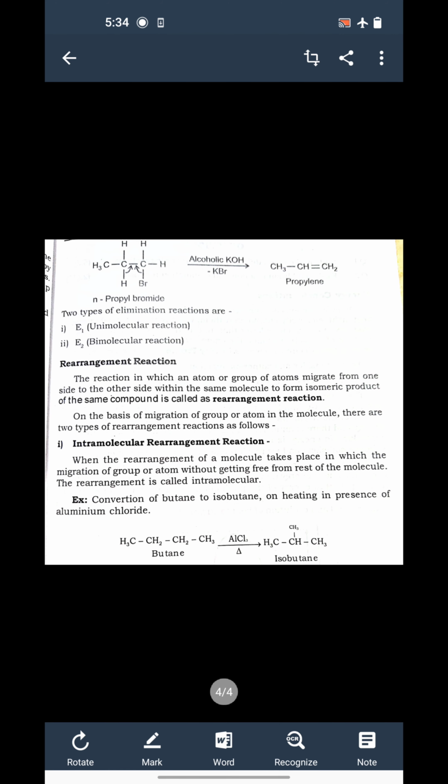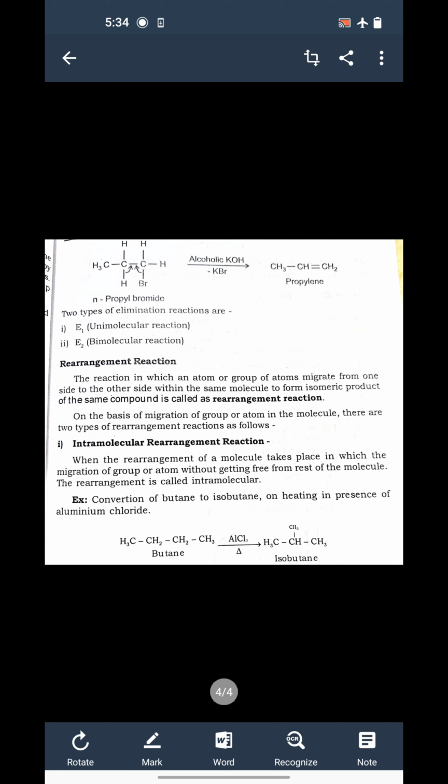As you can see, here we have n-propyl bromide. In the presence of alcoholic KOH, what happens? Both atoms from adjacent carbon atoms get eliminated, and the carbon-carbon single bond now becomes a carbon-carbon double bond. This type of reaction is called elimination, where two atoms get eliminated from adjacent carbon atoms to form a multiple bond.